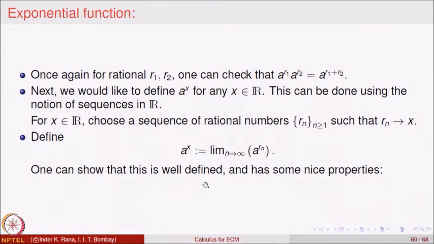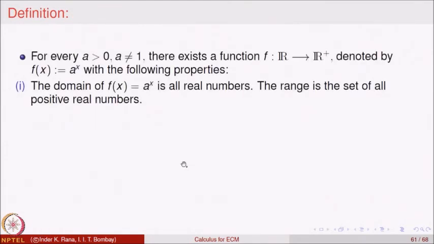So, a raised to power x can be defined, and one can prove it has nice properties similar to that of the earlier one, rationals. And so, for a bigger than 0, of course, a not equal to 1, a equal to 1 will be a constant function. A raised to power x can be defined with the following properties. So, I have just indicated a route of how this can be defined. If you like, you can just take it as a definition that we have a function f(x) equal to a raised to power x with the following properties.